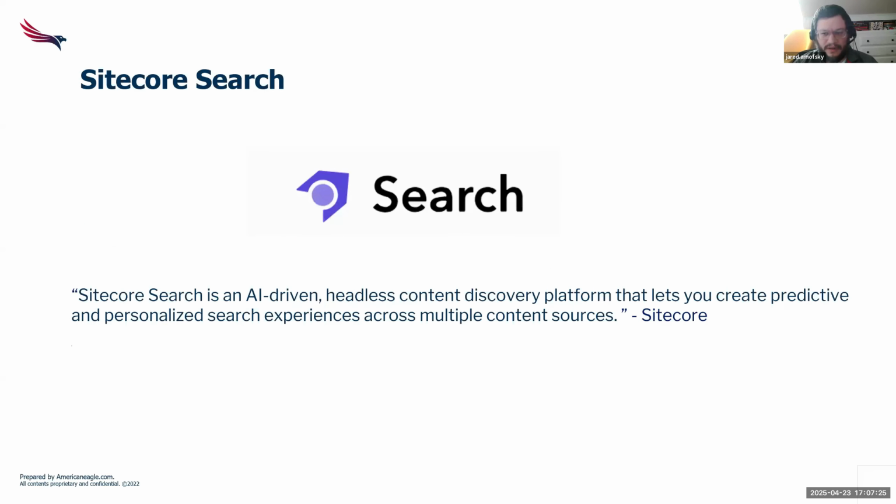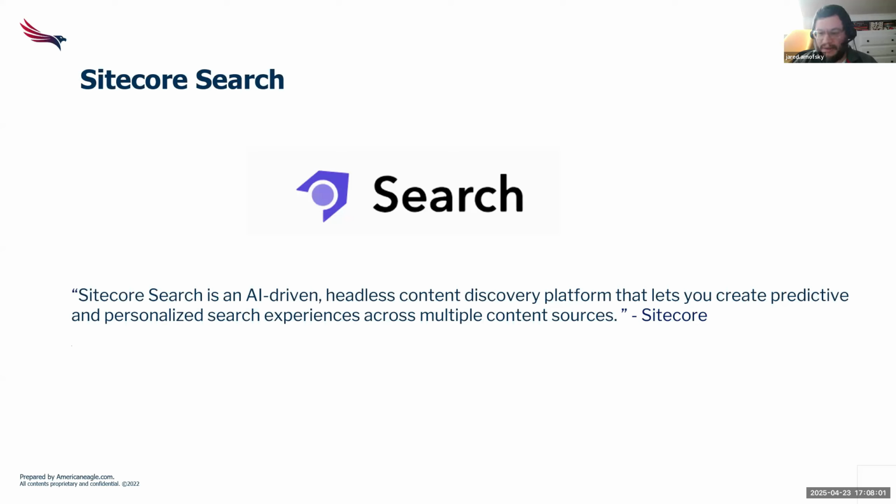Okay, just a quick background information. So for those that are new to Sitecore Search, Sitecore defines it as an AI-driven headless content delivery platform that you create predictive and personalized search experiences, and you can pull in multiple content sources. Essentially, Sitecore Search is just a product in the Sitecore's DXP system. It gives you some nice features. It has built-in AI, predictive search. You can rank and change fields. Your normal enterprise-like search solution.